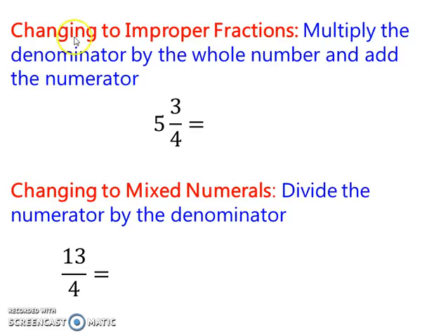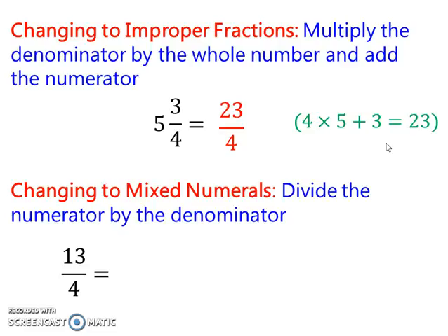So basically we do that changing to our improper fractions by multiplying the denominator by the whole number, the denominator here, the 4 times the 5, and then we add on the numerator. So the 4 times the 5 plus 3, that becomes 23. That's our new top number, so it's 23 out of 4.